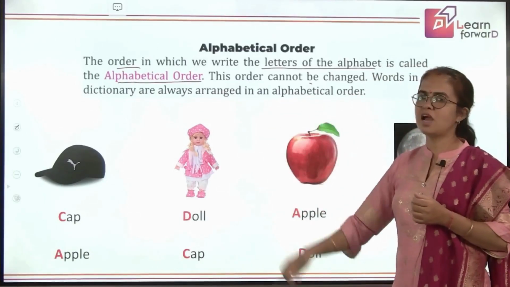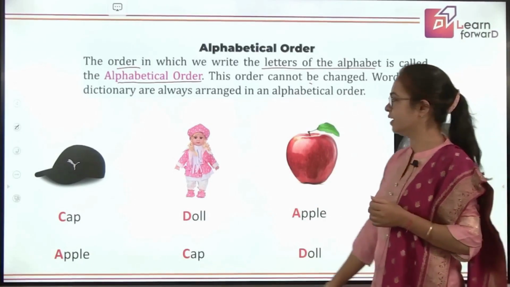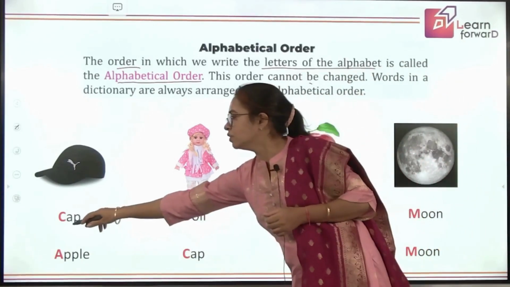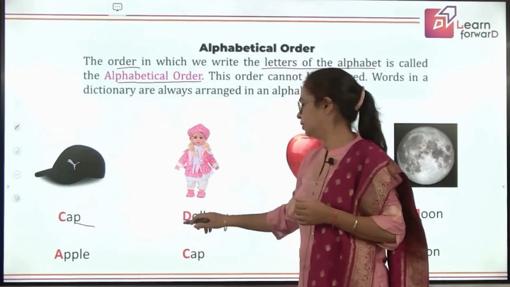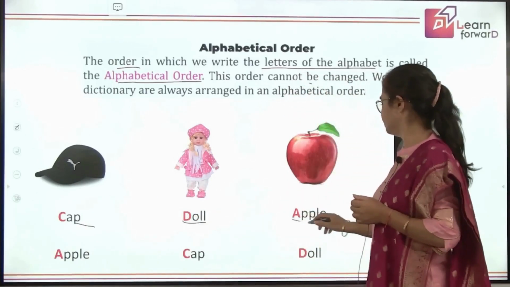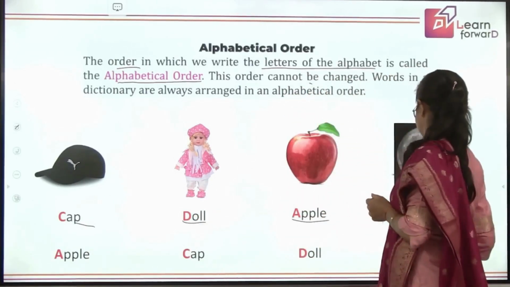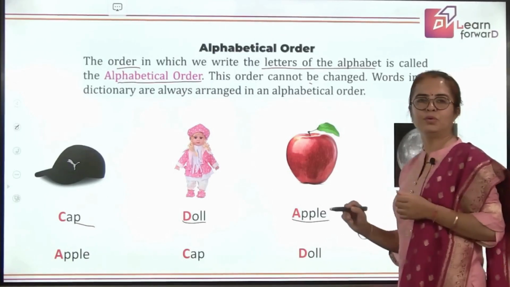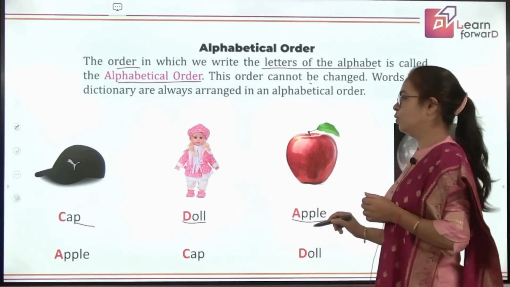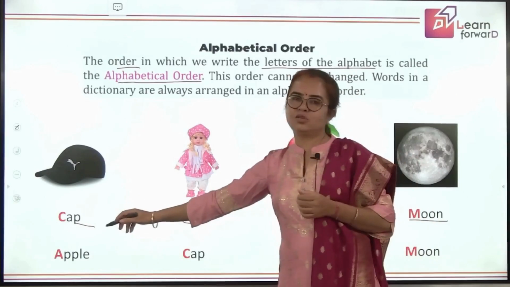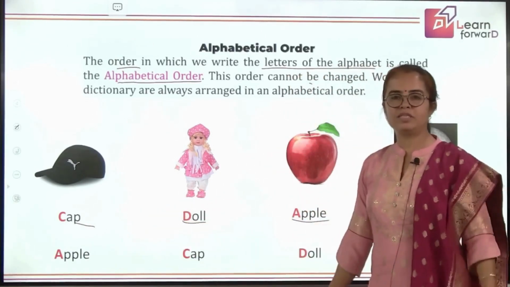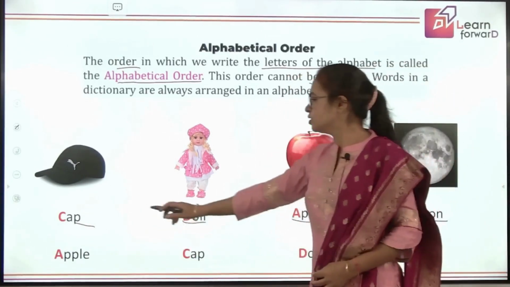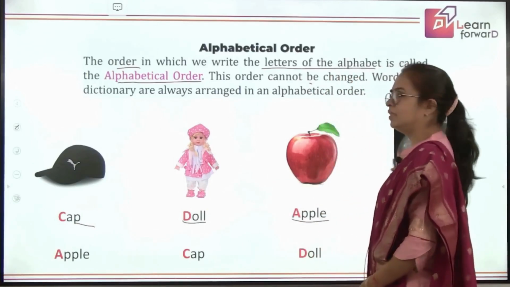So let's see how do we find out the words. Let's take an example. You have the words cap, doll, apple, and moon. So we'll just try to arrange them in alphabetical order. So can you just make out which word you will find in the dictionary first?